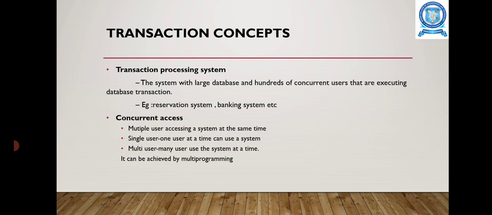In a single-user system, only one user at a time can use the system. Here, multiple users use the system at a time. It can be achieved by multi-programming. This is one of the important concepts of the transaction. Concurrent access means multiple users accessing the same system at the same time.